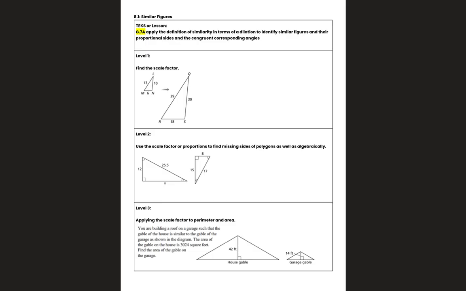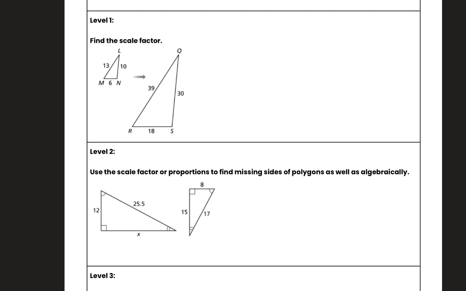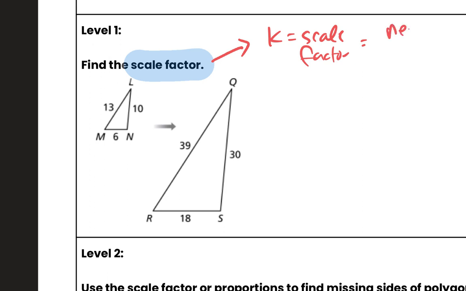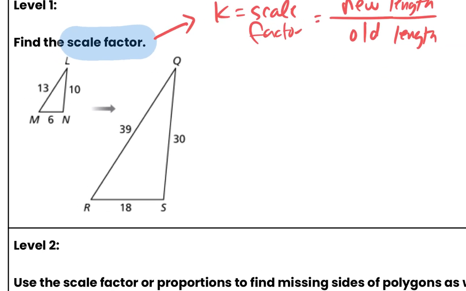Okay, so let's go ahead and get right into some practice. All right, so let's check this out. This one says find the scale factor. See if you can do this one first on your own. Okay, so scale factor we know is K, which is the scale factor, is equal to the new over the old. Okay, so the new length over the old length.